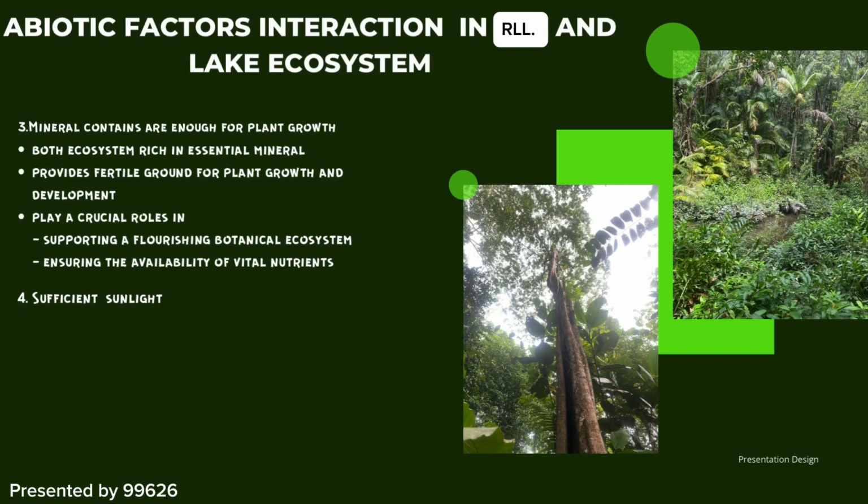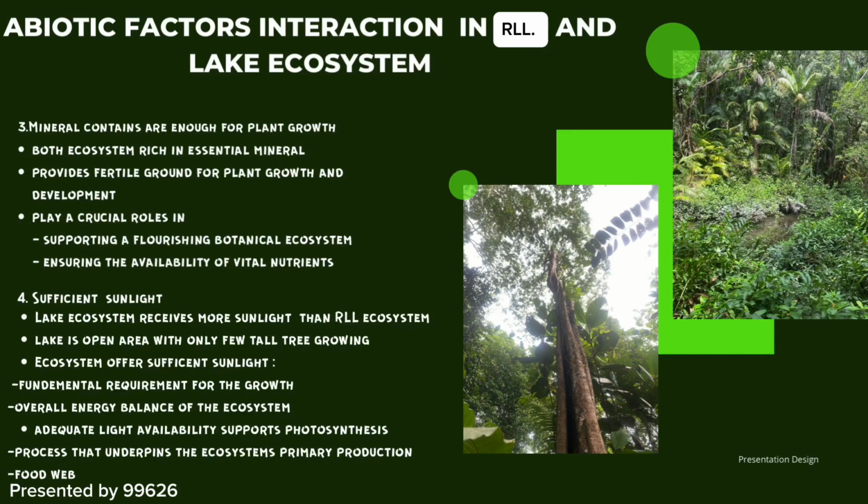Both ecosystems are rich in essential minerals. The ecosystem provides fertile ground for plant growth and development. These minerals play a critical role in supporting a flourishing botanical ecosystem, ensuring the availability of vital nutrients for plant health and sustainability. Fourth point is light.